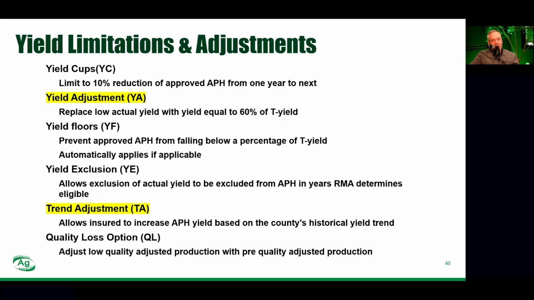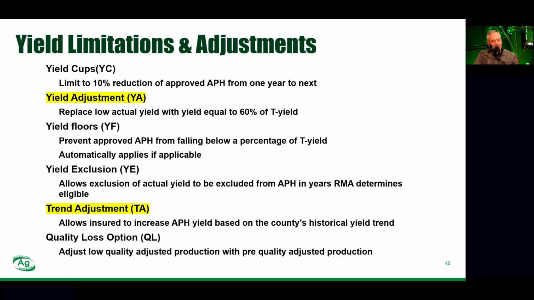Let's say I'm farming in South Dakota and I've had some pretty good years, and then all of a sudden I have a drought year and I get a yield out there of 10 bushel an acre. 10 bushel an acre in my database would do a lot of damage to my overall guarantee for years to come. And by using that yield adjustment, I can keep that APH a little higher.